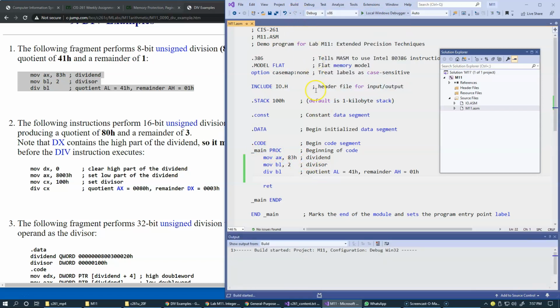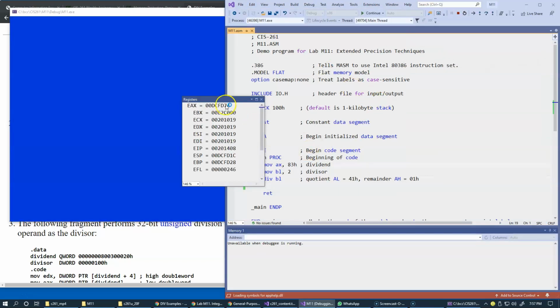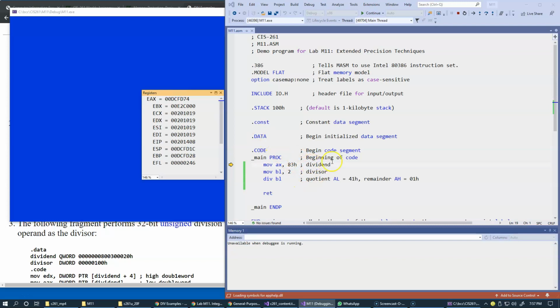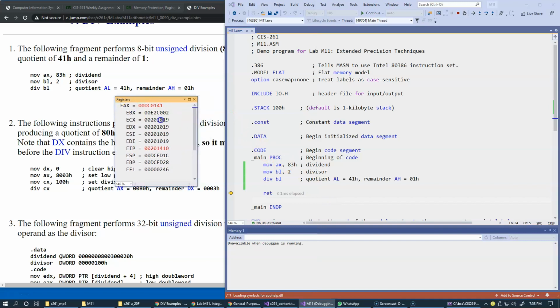We build. Okay, and so if we go to debug and step into to start a debugging session and immediately stop, we can just check the registers right here, and I'm just going to step by pressing F10 and divide F10. So what we have produced here is AL contains 41 and AH contains 01. So this is the remainder of the division, because 83 hexadecimal is an odd number. So we have the remainder.